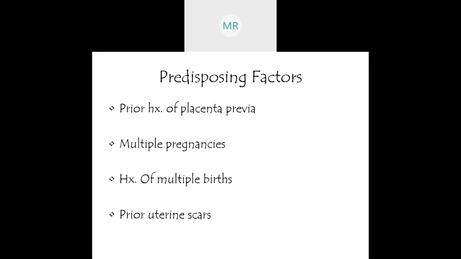Now, some predisposing factors for placenta previa: a prior history of placenta previa, multiple pregnancies, a history of multiple births or closely spaced pregnancies, a prior uterine scar, or a patient of advanced maternal age. When we call it advanced maternal age, it used to always be over 35. It's still over 35, but I just want to let you know the stats are we are seeing patients older than 35, closer to 40.